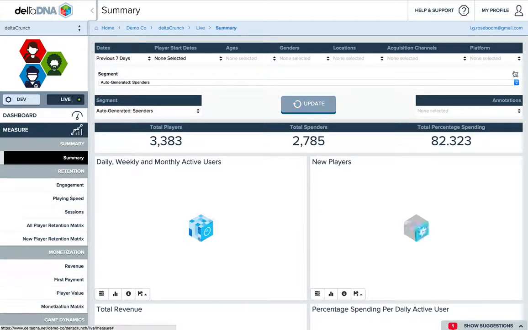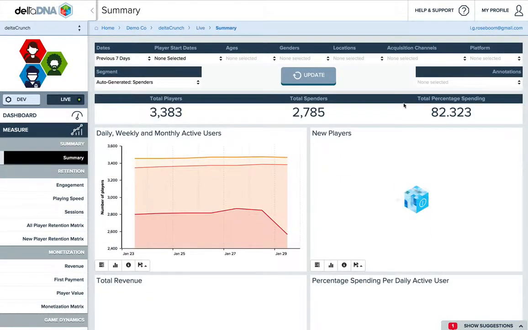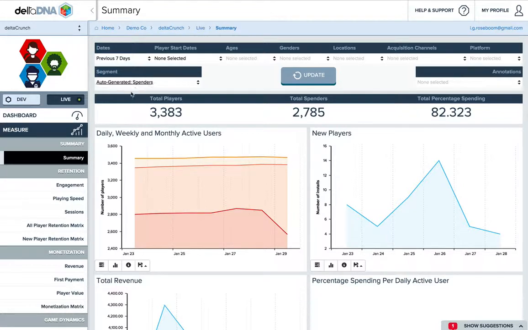Now there's an interesting thing here which some of you may have spotted, which is that even though I've selected spenders, the total percent spending is only 82%. That's an interesting result, and the reason is that we've got the date range set as the last 7 days, so only data which has come in over the last 7 days is considered in these charts. But our spender segment is anyone who's ever spent. So actually what this is saying is that 82% of the people who've ever spent have done so in the last 7 days.